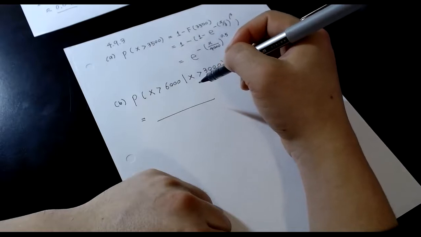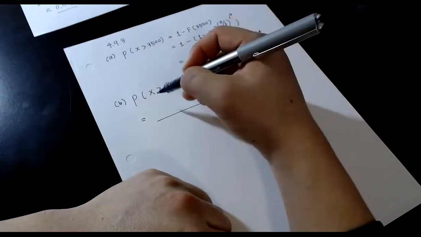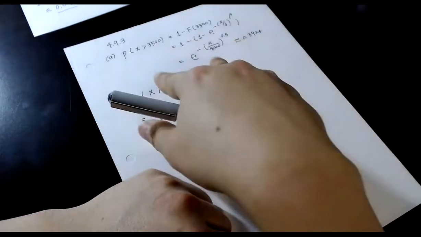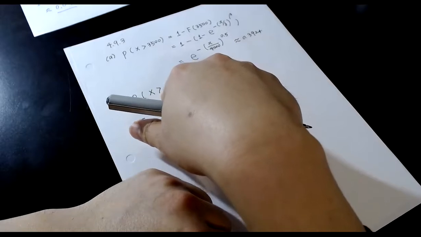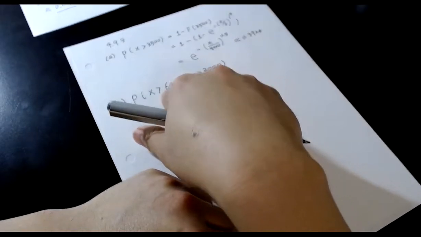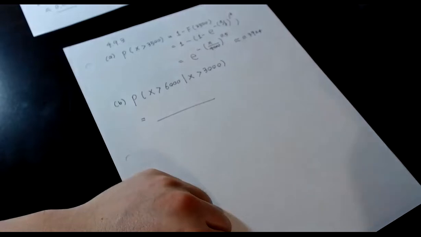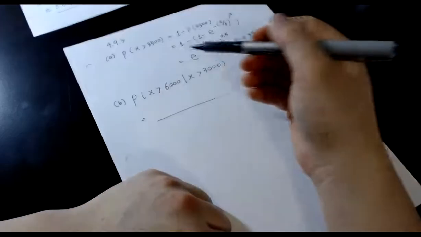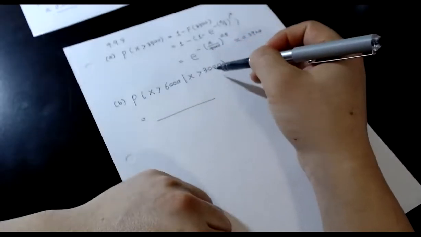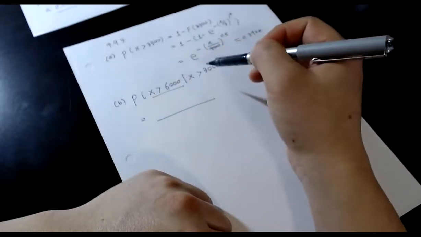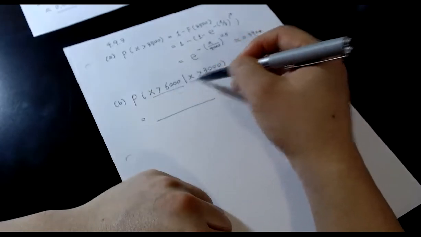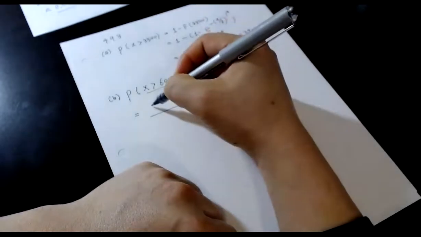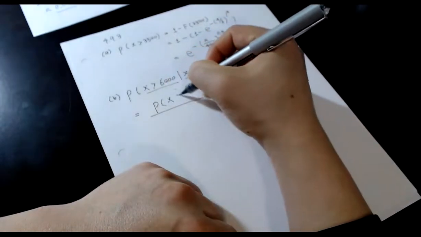The probability that both events occur, right? So what's the common event of both events? Okay, you see that? X is greater than 6,000 and X is greater than 3,000. X greater than 6,000 is included in that event, right? So then the numerator is going to be the probability that X is greater than 6,000, right?